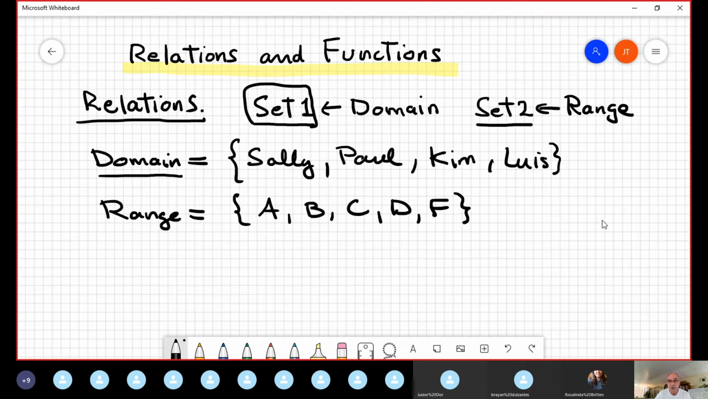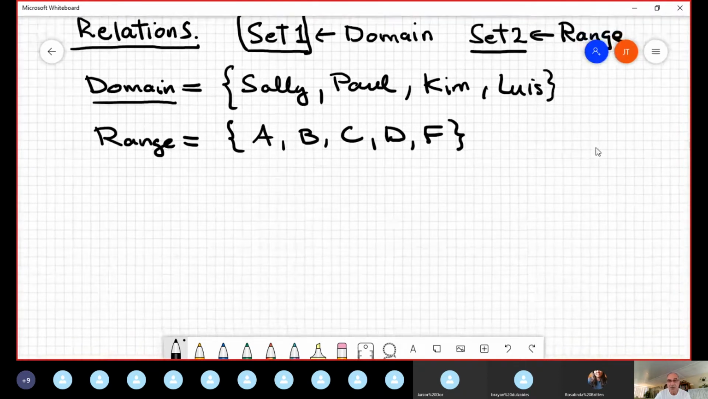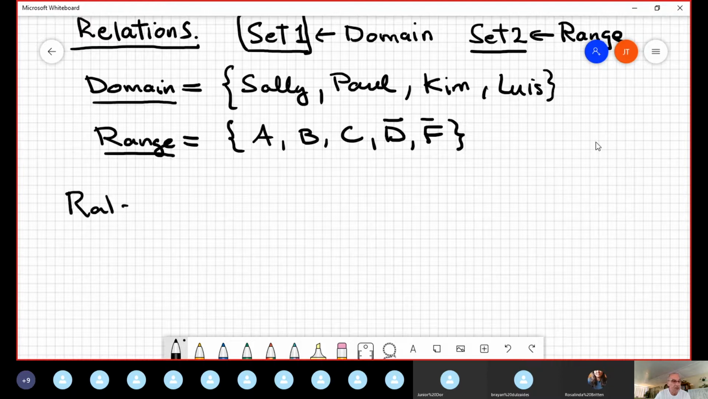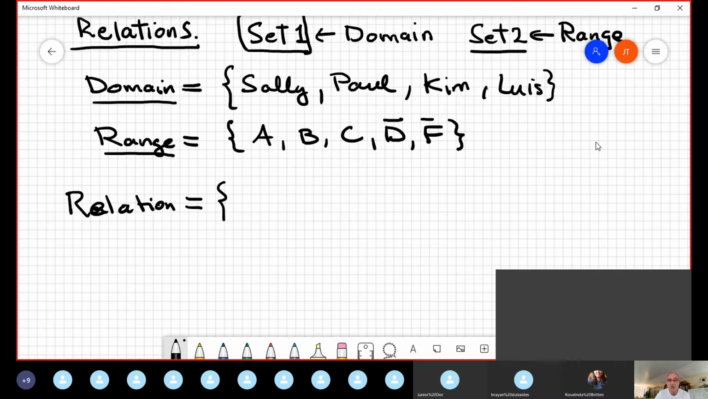I suppose that no student in my class now, for 2020, gets D or F. Okay, so the record, the association, so the relation, the relation is the association.